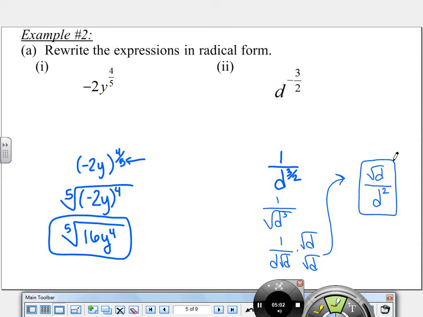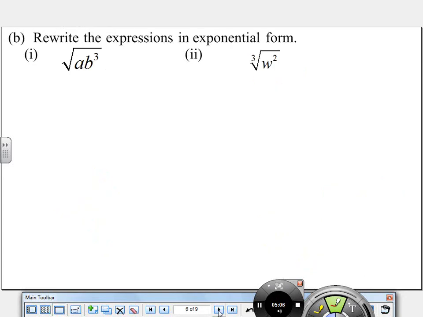Now we should be able to work the other direction also, which is to take a radical and write it in exponential form. So here, a times b to the third is all the radicand, or inside the radical, and because the index of the radical is a square root, or index of 2, we would use 1/2. So this would give us a to the 1/2 power and b to the 3/2 power.